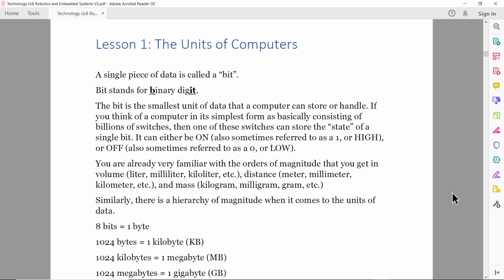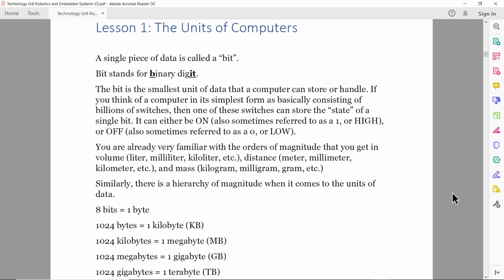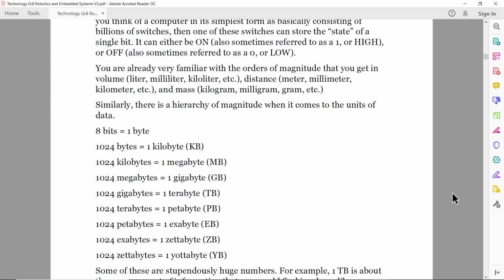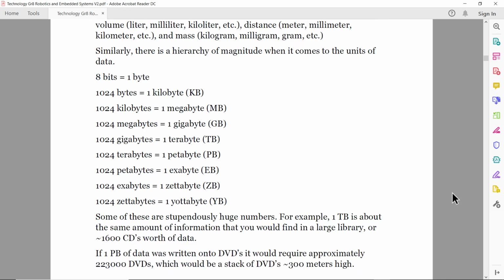Just like you get orders of magnitude there, we get orders of magnitude in data as well. If we have a look here, we can see that there are 8 bits in 1 byte. If 8 bits are grouped together, we call that a byte.